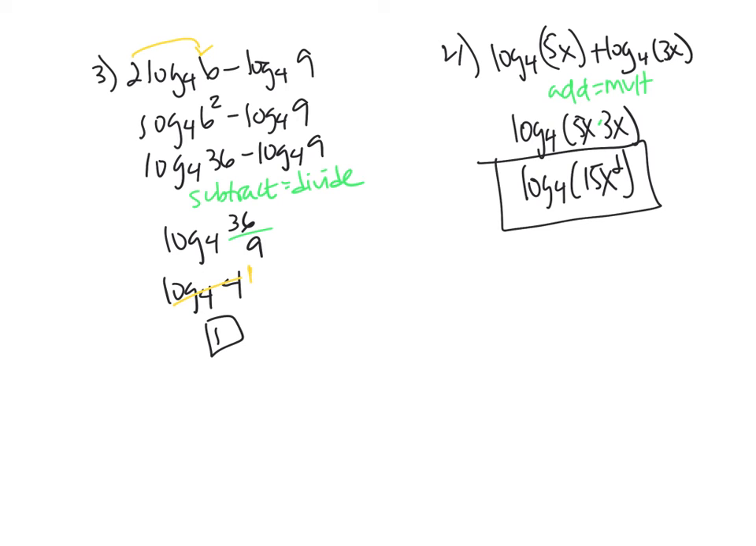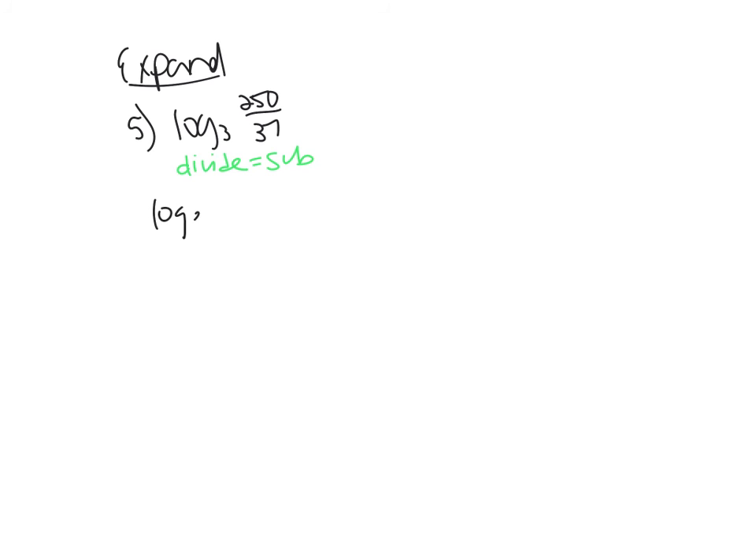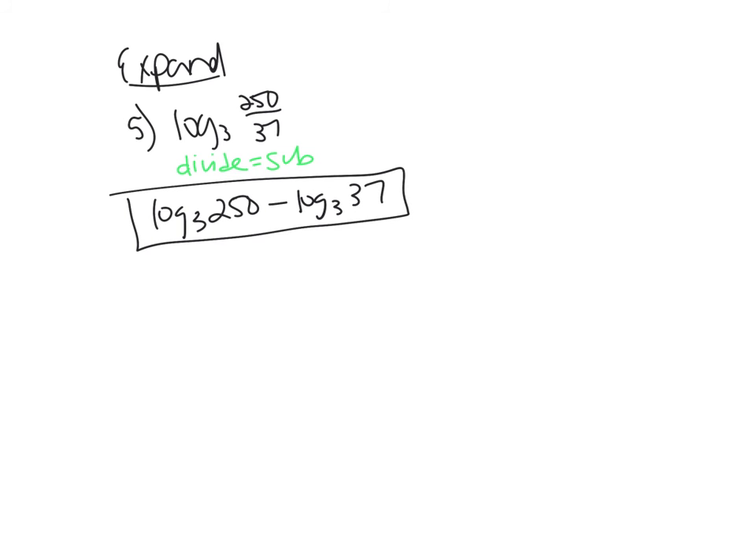So let's go the other way now. We have simplified. We have made it into one log. Now let's go the opposite way and let's expand and turn into more logs. So what if we have log base 3 of 250 over 37? So again, we want more logs. Here we have divide. So to divide, we can subtract. So log base 3 of 250 minus log base 3 of 37. And we can't simplify that, so you're done.